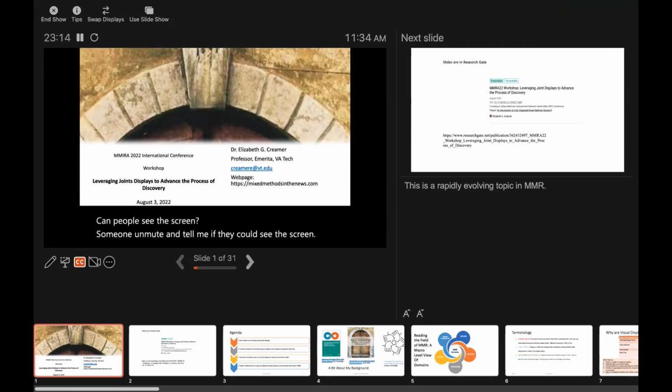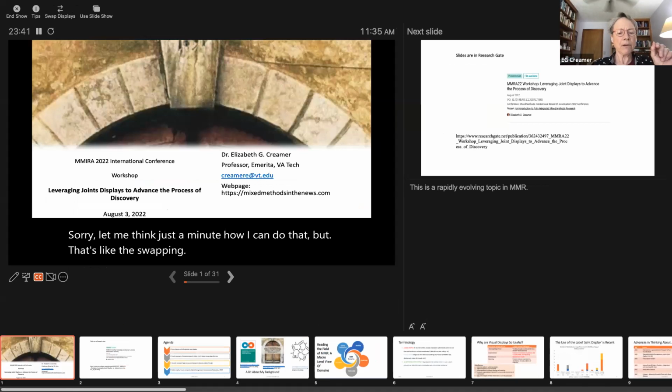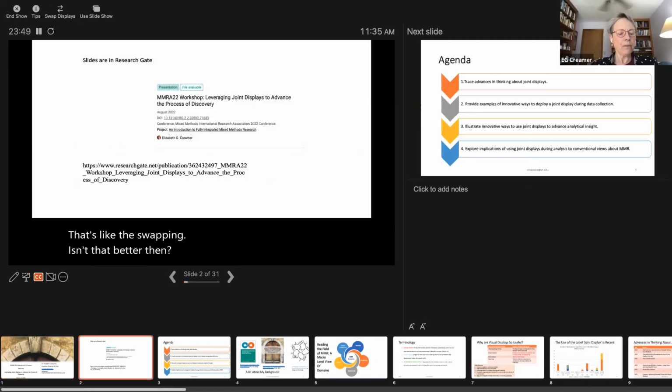We can see your presenter screen, but your next screen is also being shown. I don't think you want to show us the next screen also. You want to show us only the present one, right? Yeah. Okay, sorry, let me think a minute how I can do that. That's like the swapping. Isn't that better then? No, it is the same. Don't really know what to do.